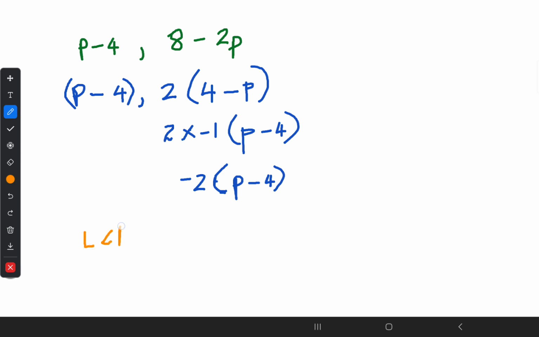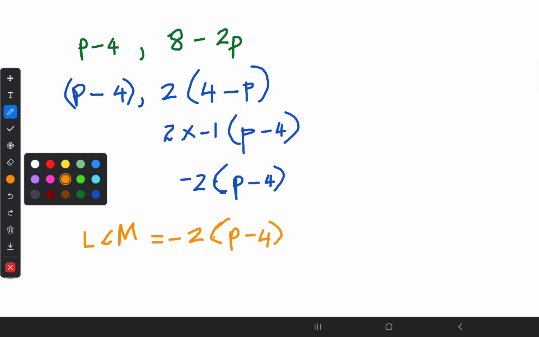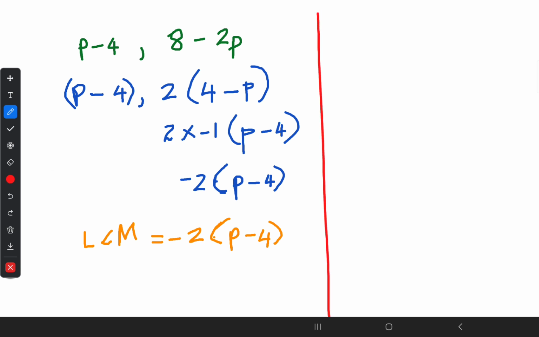While writing the LCM, look at this. It does not have any coefficient. That means there is no common factor here. But here it has a common factor of negative 2. I will write that. Since both are having the p minus 4 expression, that should be included in our answer, p minus 4. So this would be the LCM for the first question. Likewise, we will try another question as well.